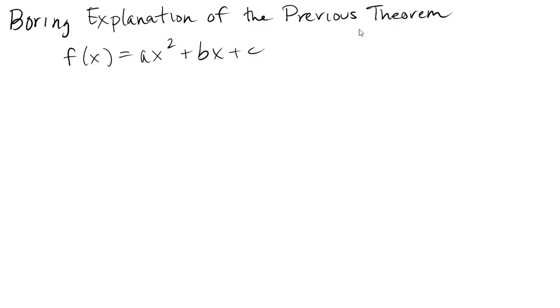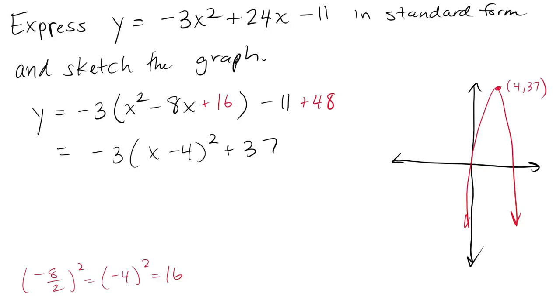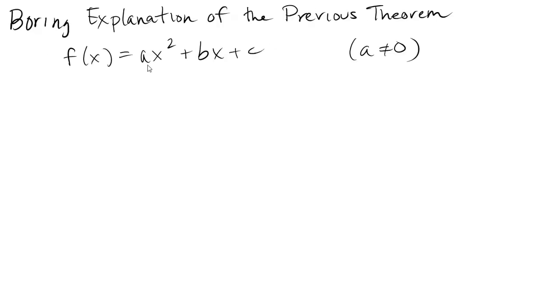Just in general, a is not equal to 0. I'm going to follow the same process that I followed in this example and rewrite the right side so that it's in the standard form for a parabola. So the first thing I have to do is factor out the a.